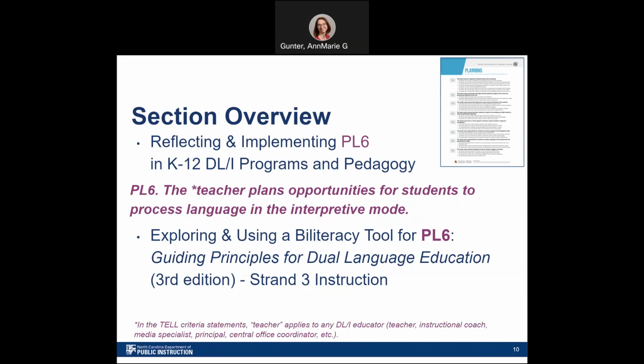After we look at the TELL planning domain, we will explore and use a biliteracy tool for PL6. And like I said, that's the Guiding Principles for Dual Language Education, third edition. And we're going to focus specifically on strand 3 of that particular tool. Again, we're focusing on biliteracy, and strand 3 instruction is the most appropriate one for biliteracy.